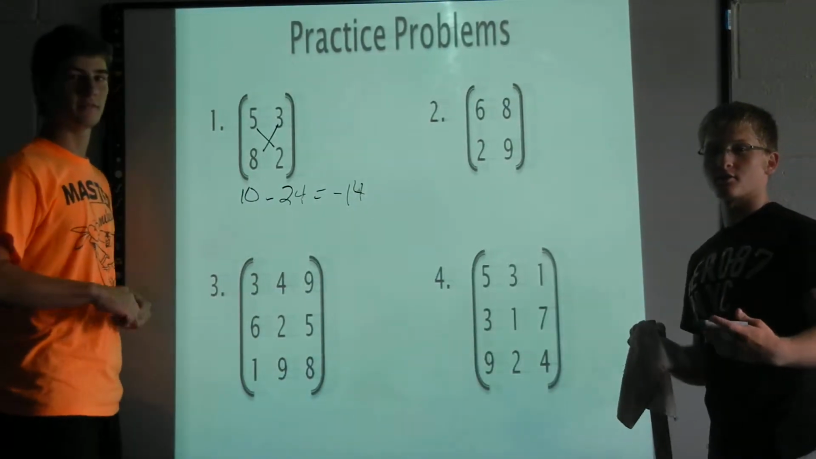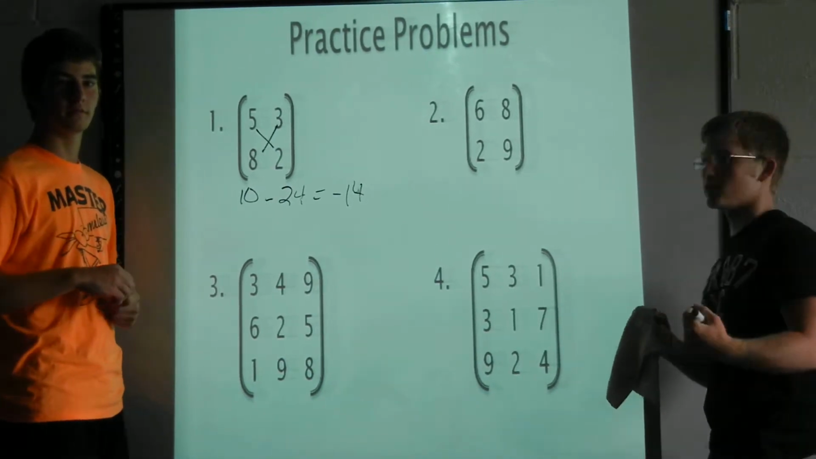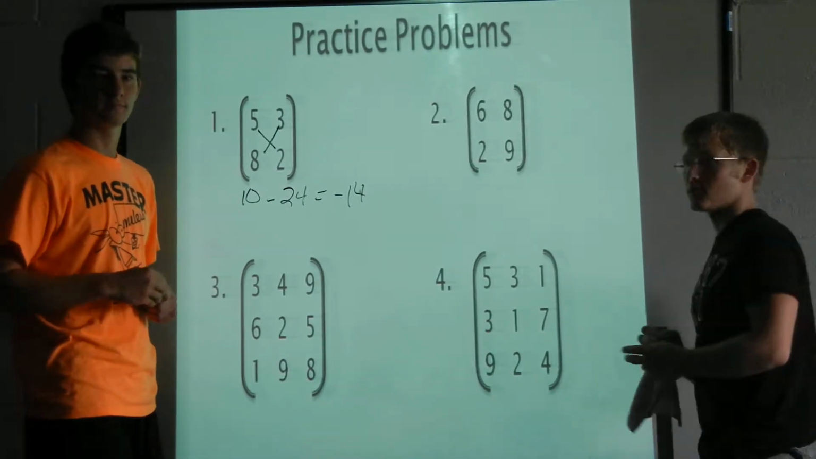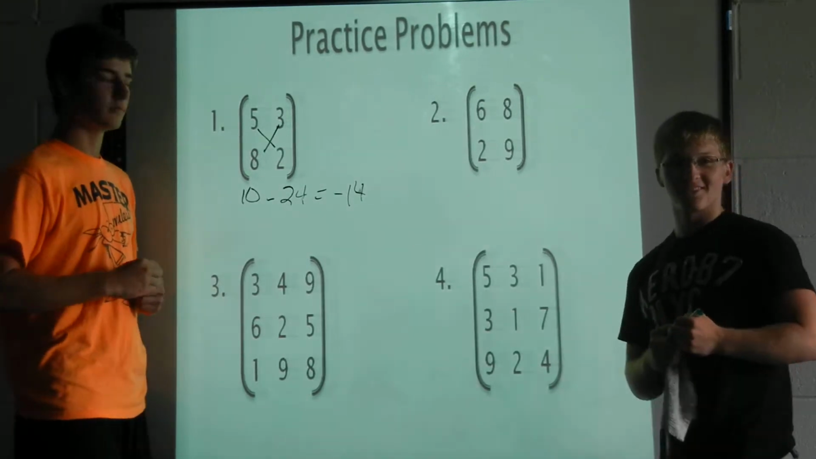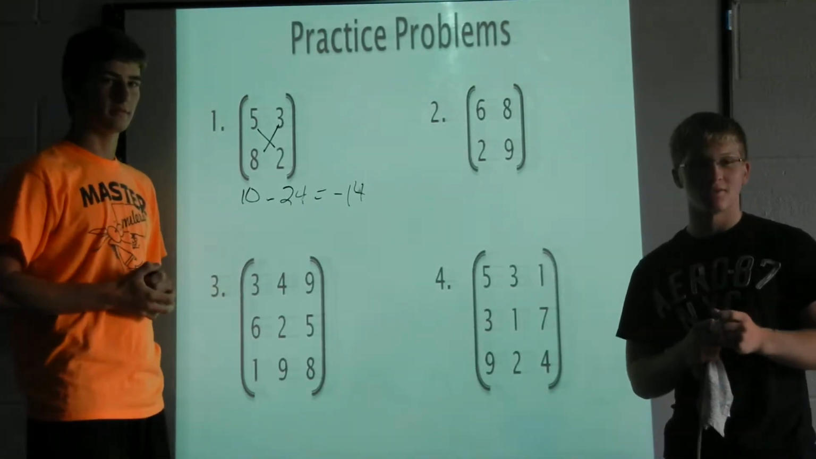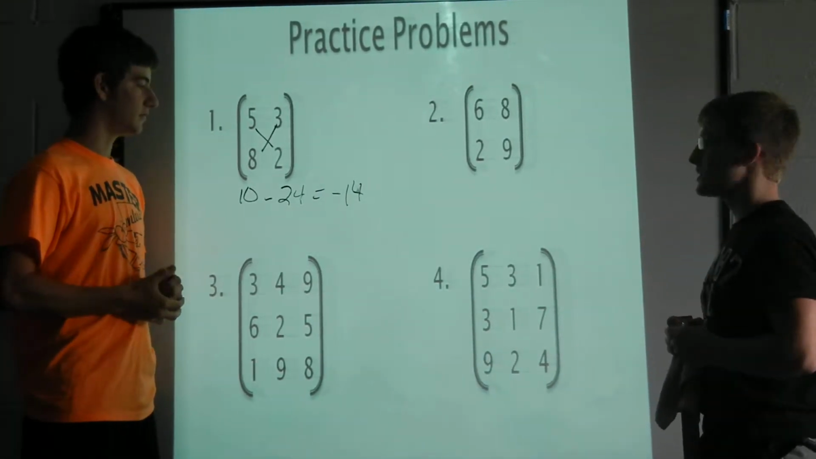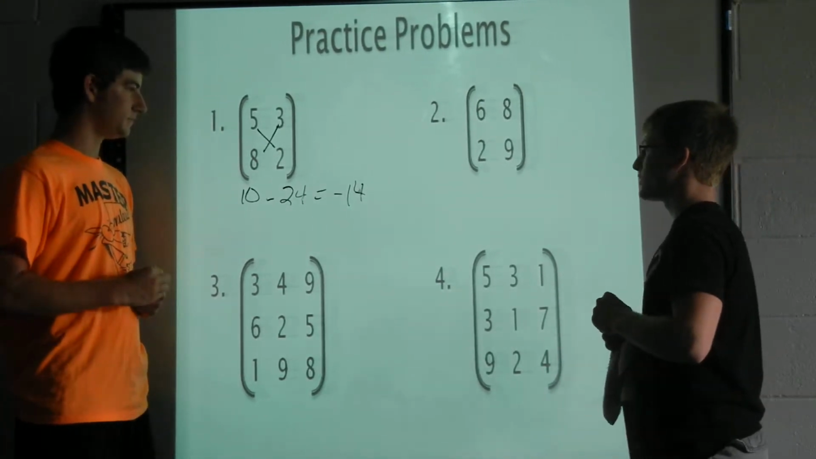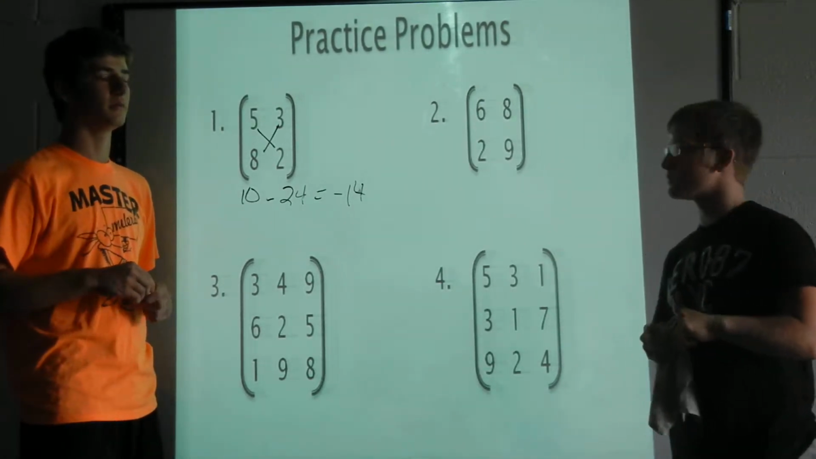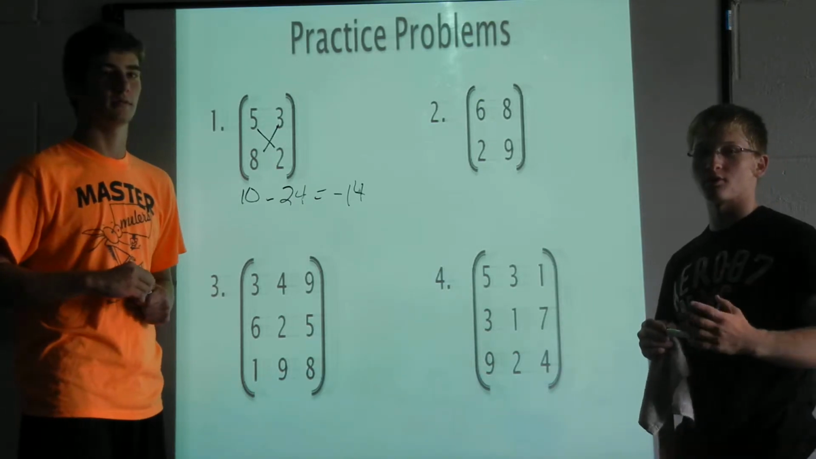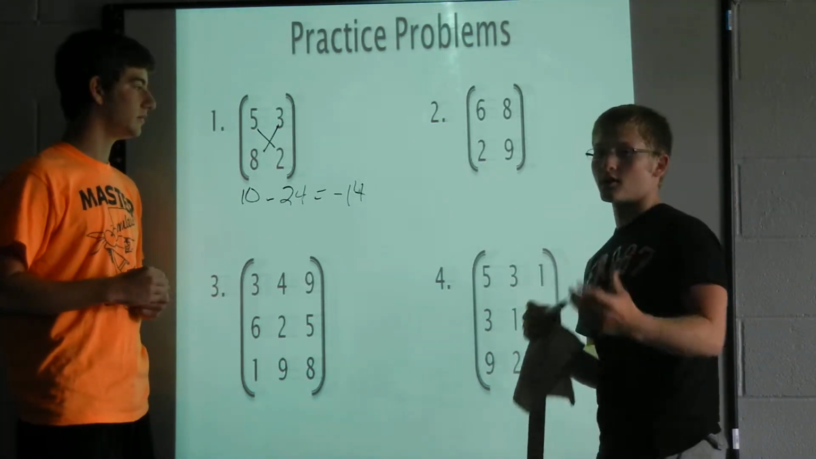Anybody have any questions of how we got that, where the numbers came from? So determinants can be negative? Determinants can be negative. Okay. They can be negative, positive, whatever. But you can only do determinants if you have a square matrix. If you don't have a square matrix, you can't do determinants.